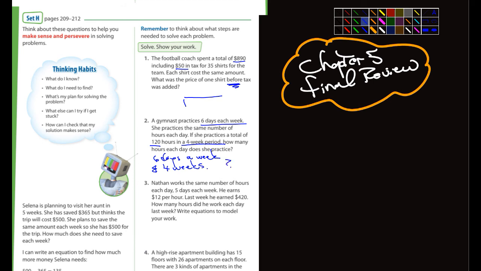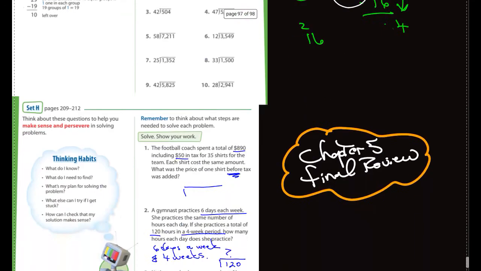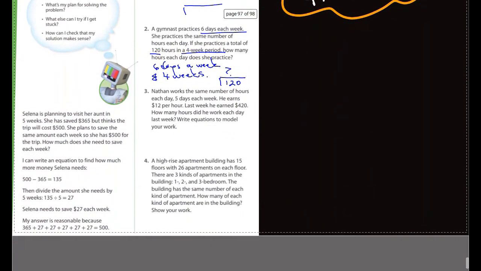Okay. So then, and they give us, it's going to be 120 hours. So it's going to be 120 hours divided by something. What do you think it's going to be divided by? Okay. And that's all I'm going to help you with that one. And let's scroll down to number 3.